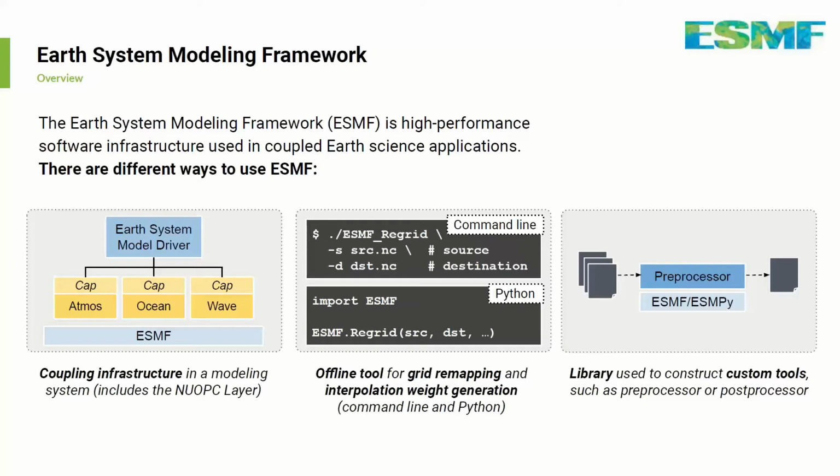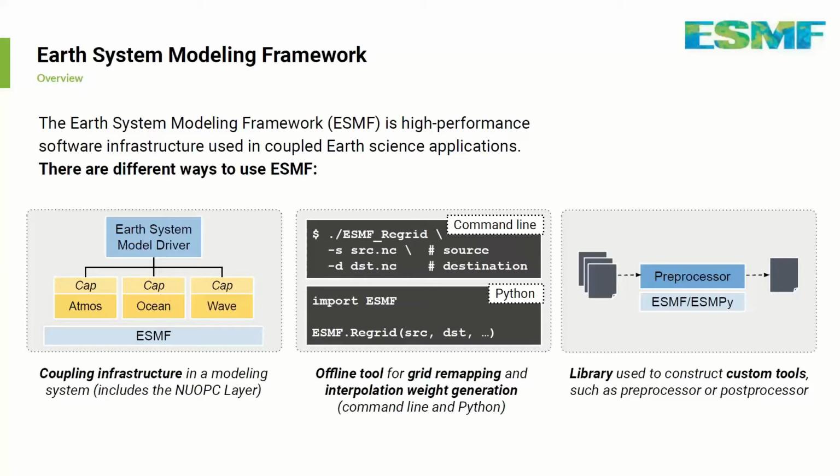Another way to use ESMF is to just leverage the regridding capabilities. And you can do that either through the command line. If you're working over NetCDF files, you can just issue an ESMF regrid command and remap from a source NetCDF file to a destination. And all of the interpolation options that are built into ESMF are available through that. The other thing you can do in the offline case is use Python.